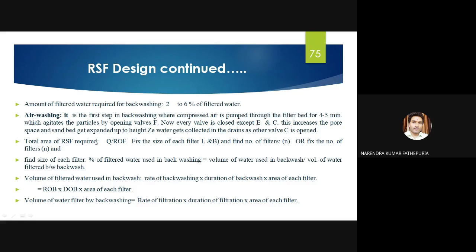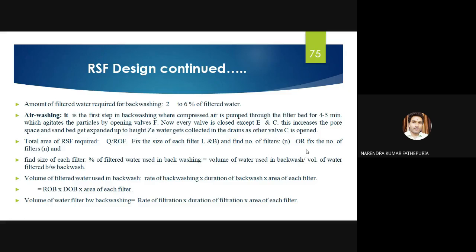So first you have to find out how much area is required for the RSF. Then you have to find out the Q by ROF ratio. Then you have to fix the size of each filter, length and width, and determine the number of filter beds required. Then find the filter area available, and the percentage of water used in backwashing, 2 to 6% water used, and the volume of water used in backwashing divided by the volume of water filtered between backwashes.